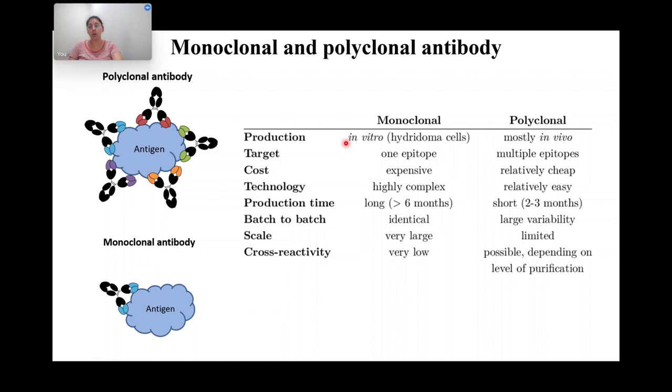And cross reactivity, again, is possible with polyclonal because of multiple epitopes, so you can use it for neutralizing some other antigen which is not the one against which it has been raised. But for monoclonal, it is very low because of the specificity of the epitope. So first we'll see polyclonal antibody.